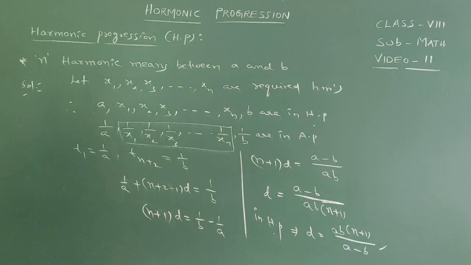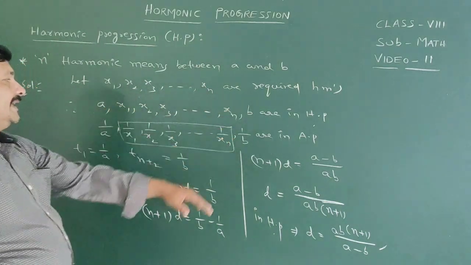Okay, answer to this one. We have to insert n harmonic means between two given quantities a and b. Let the required harmonic means be x1, x2, x3 and so on up to xn.